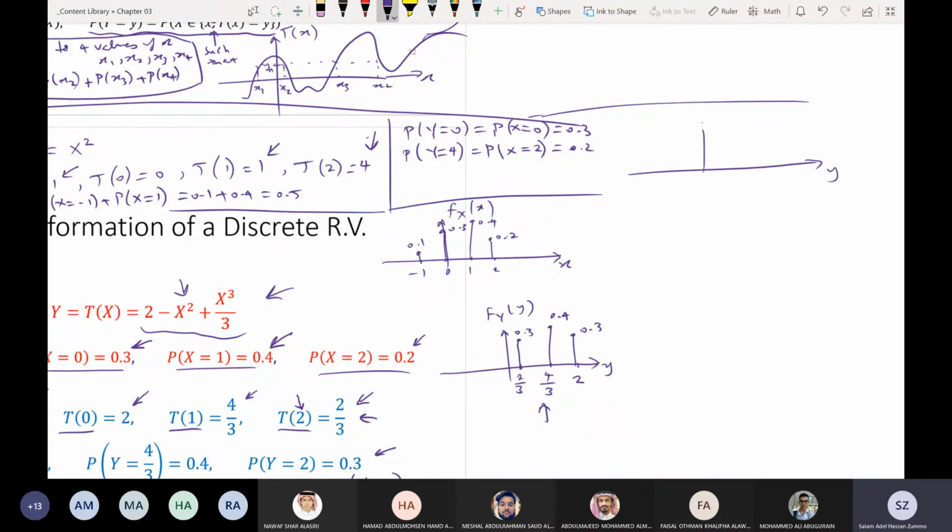This is the PDF of y. We have three values: 0, 1, and 4. The probability of y equal 0 is 0.3. The probability that y equals 1 is 0.5. And the probability that y equals 4 is 0.2. Okay, this is another example.